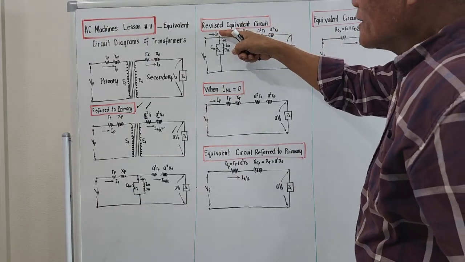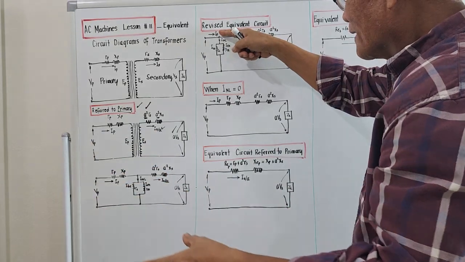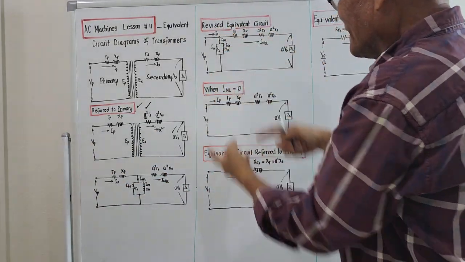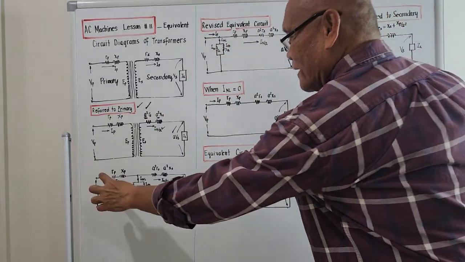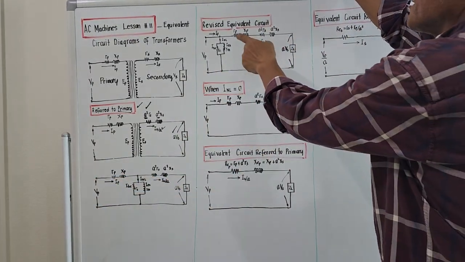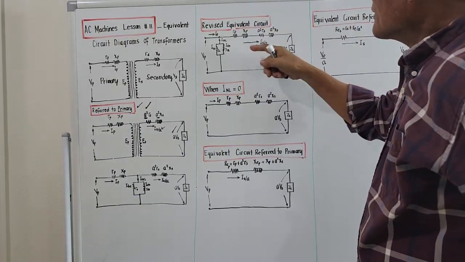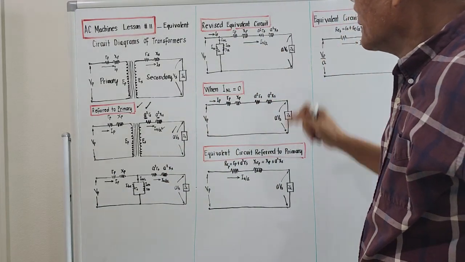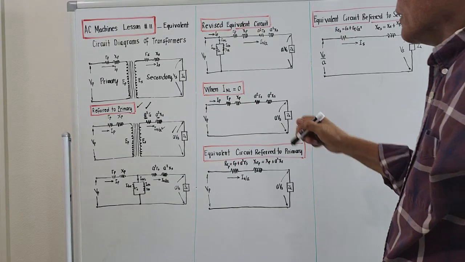This is I sub P, originally the one coming from the transmission line, the primary current. The input voltage coming from the transmission line is V sub P. I just moved this portion here, so it bypasses this R sub P X sub P. So this diagram is the revised equivalent. Okay, let's move to the next circuit diagram.